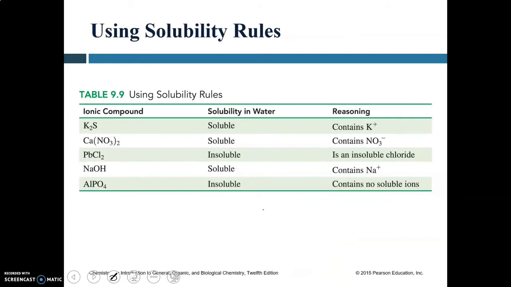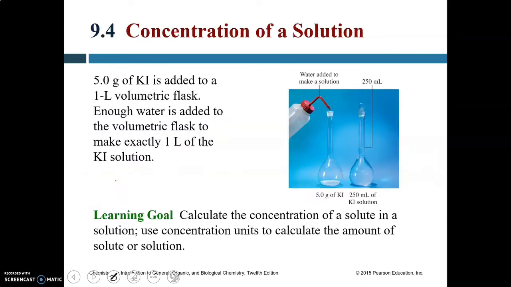So here are some examples. For instance, potassium sulfide is soluble. Calcium nitrate is soluble. Sodium hydroxide is soluble, but lead 2 chloride is insoluble. Aluminum phosphate is also insoluble.